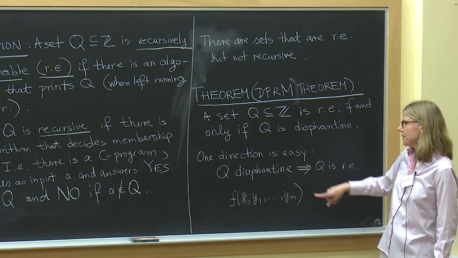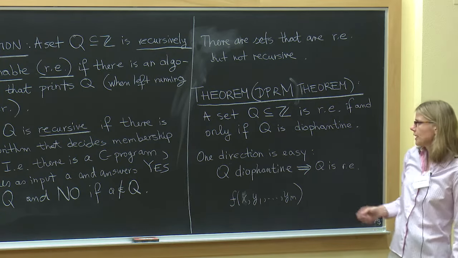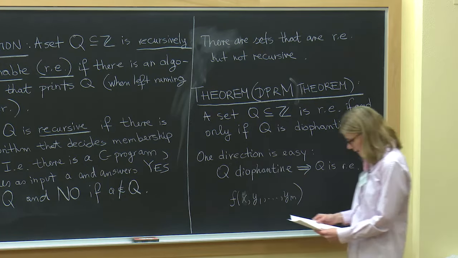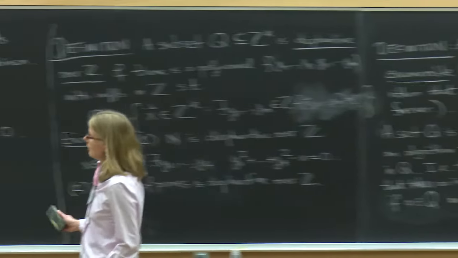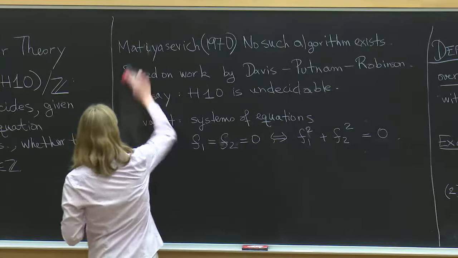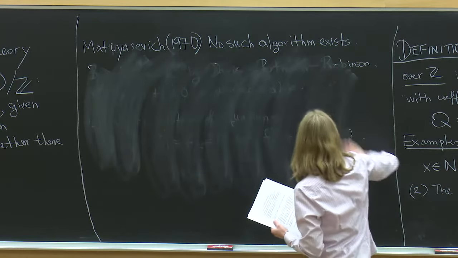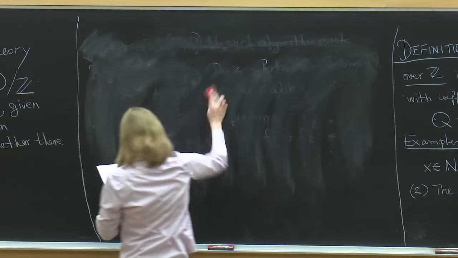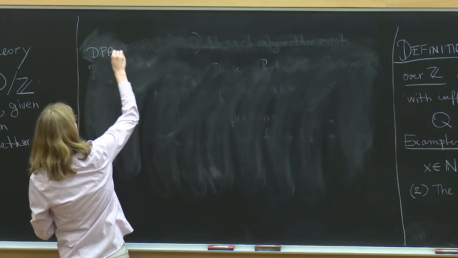And so that shows that Diophantine sets will certainly be RE, and the backwards direction is the hard direction. I can't really say anything meaningful in a short period of time about that, but that direction is the heart of the proof of the DPRM theorem. What I want to focus on now is showing how the DPRM theorem implies the undecidability.